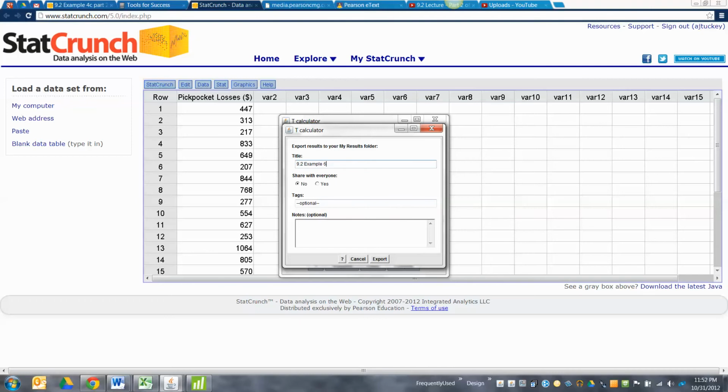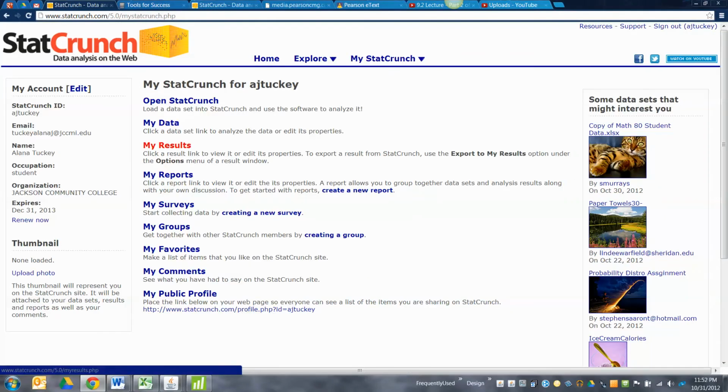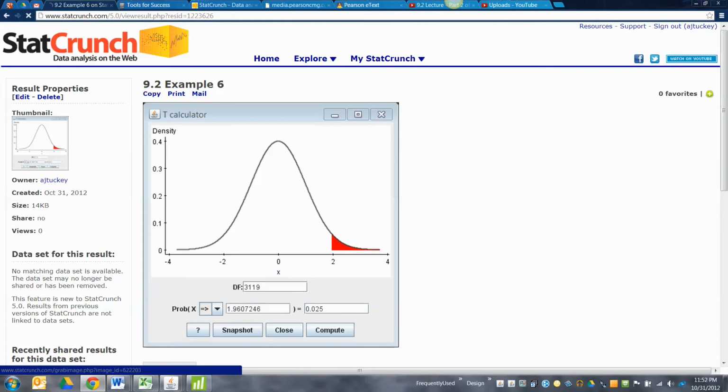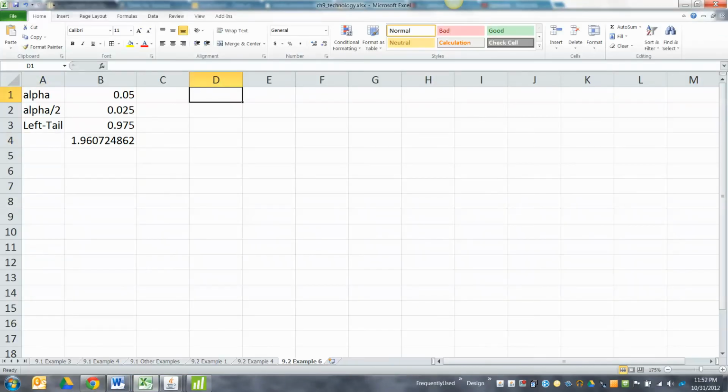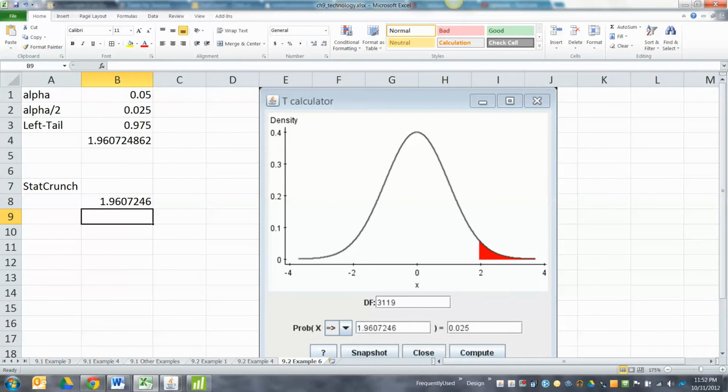I'll take the handy-dandy snapshot. 9.2 example 6. Export. Go back here to my results. Copy and paste back into Excel for my technology assignment. There it is. So you can see that StatCrunch also tells us that it's really 1.9607246, which is not quite what we would have gotten from the table. The table's close. If you look at the table, it's 1.962, which is not quite the same, right? So one way or another, you got to find this.